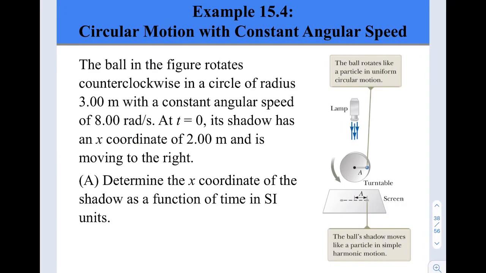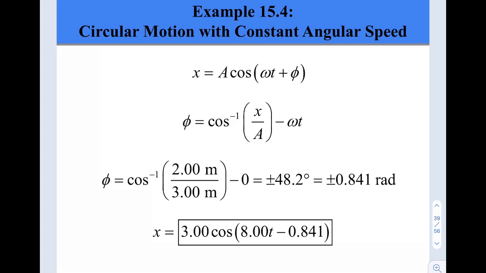Example 15.4. Circular motion with constant angular speed. The ball in the figure rotates counterclockwise in a circle of radius 3 meters with a constant angular speed of 8 radians per second. At t equals 0, its shadow has an x coordinate of 2 meters and it's moving to the right. Determine the x coordinate of the shadow as a function of time in SI units.